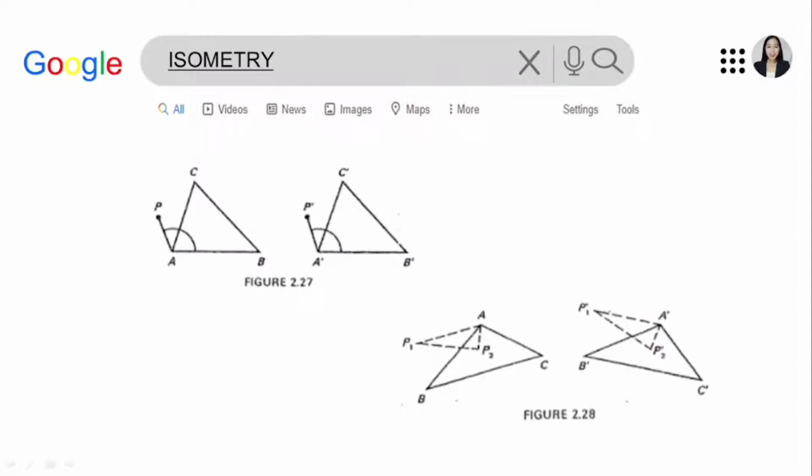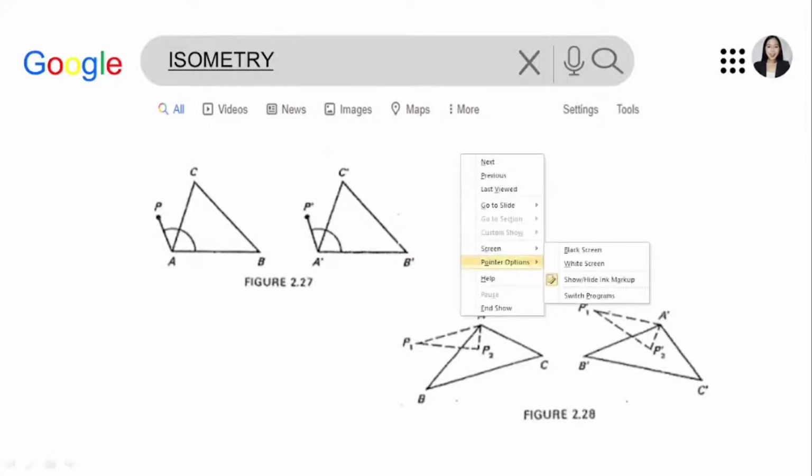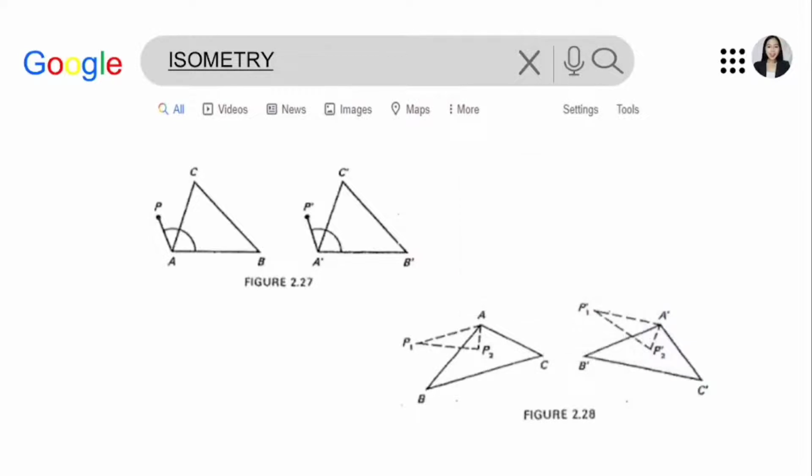In figure 2.27, the first image and the second image will be the same, but their position will be changed, as will their variables. A changes to A prime, B to B prime, C to C prime, as well as P to P prime.